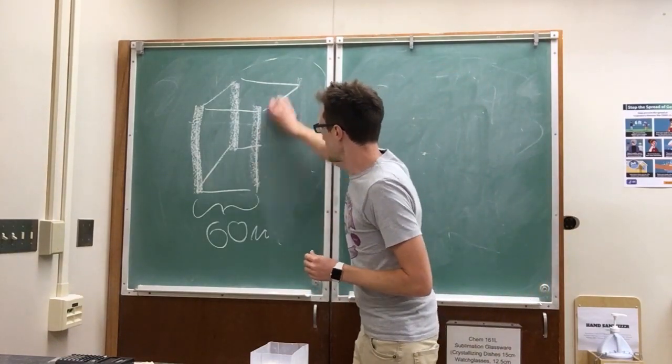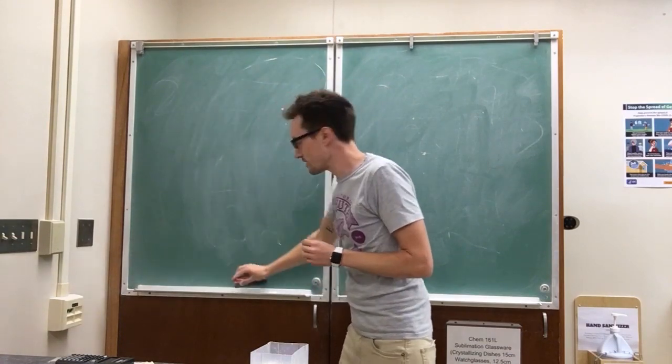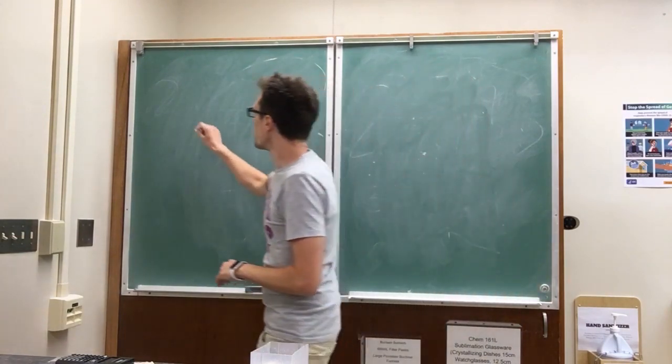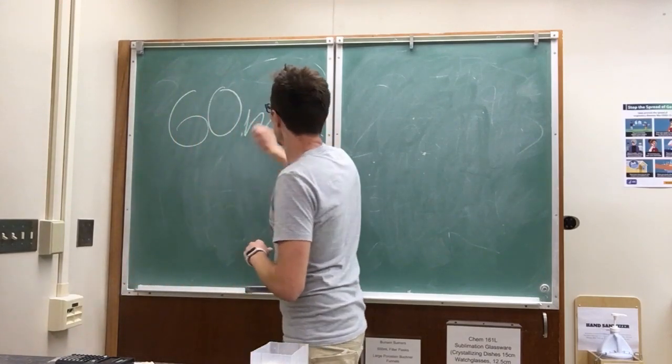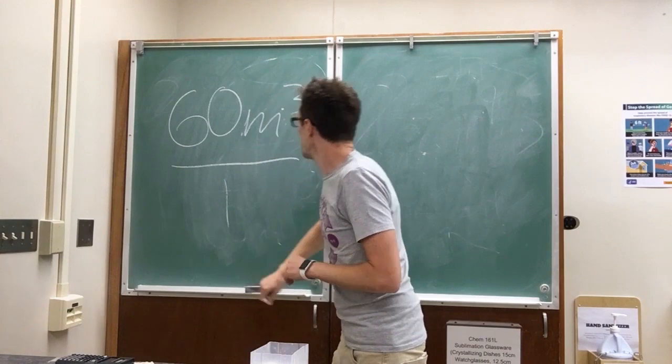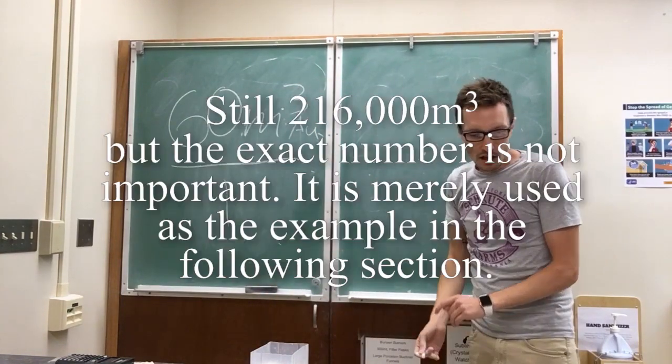So I thought this was an interesting thing, and it's a really good example of doing some dimensional analysis. So let's say you had 60 cubic meters of gold. I'll even put a unit, AU for gold.